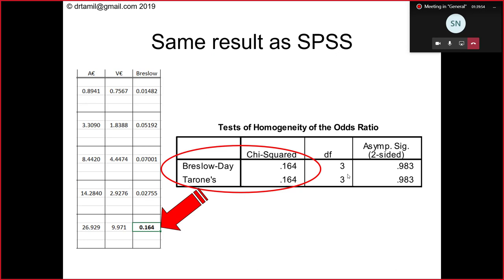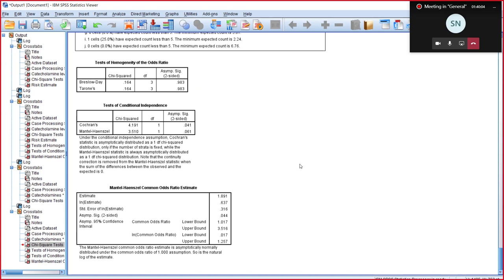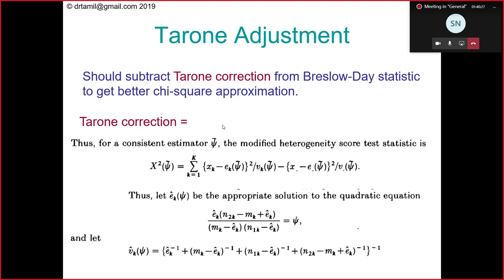And when we check with the SPSS results, the Breslow-Day is 0.164. Okay, so we are okay. This is the formula for the Tarone adjustment. So this one is a calculation for Tarone.